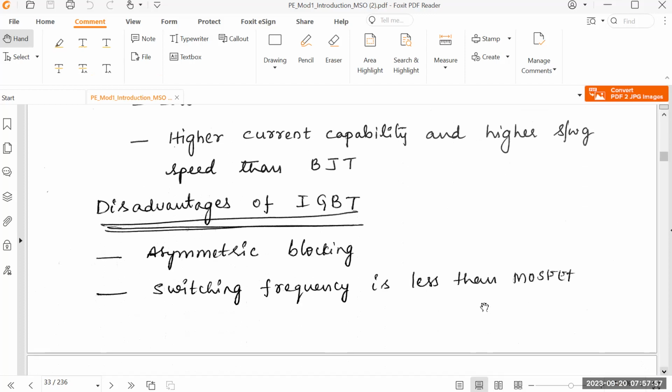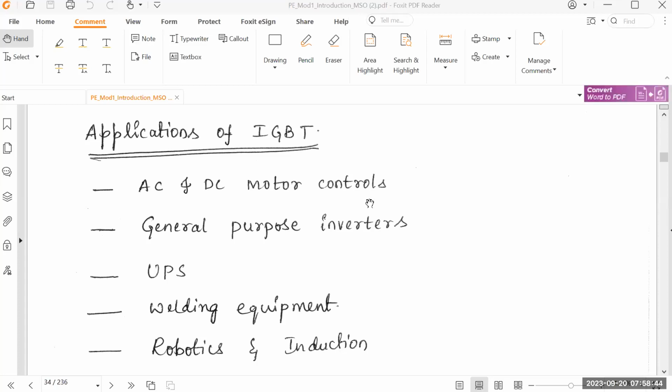The disadvantages: it has asymmetric blocking. Asymmetric blocking is one of the disadvantages. You can refer to the BJT in order to understand what asymmetric blocking is. The next one is that the switching frequency is lower compared to the MOSFET. So these are the advantages and disadvantages and the working procedure of an IGBT. I hope you understood this IGBT concept.